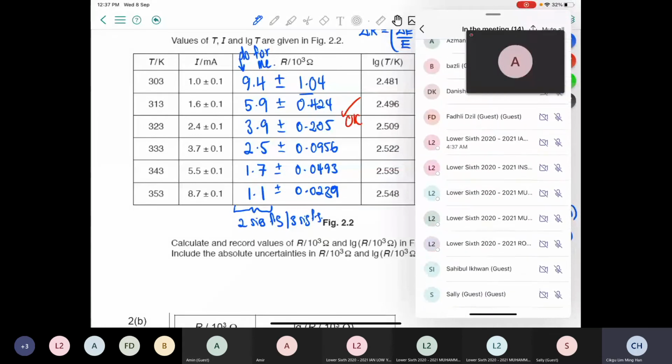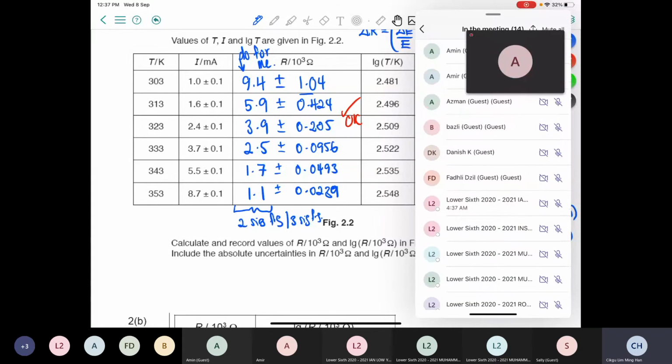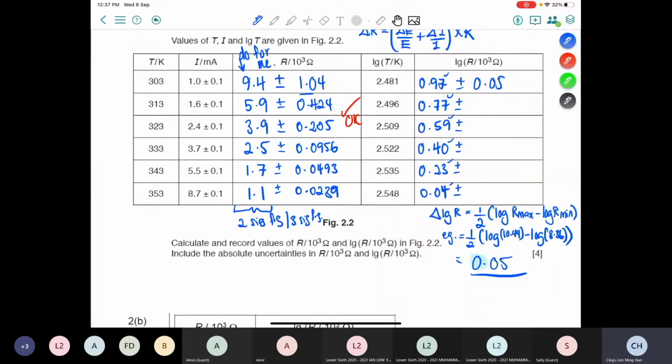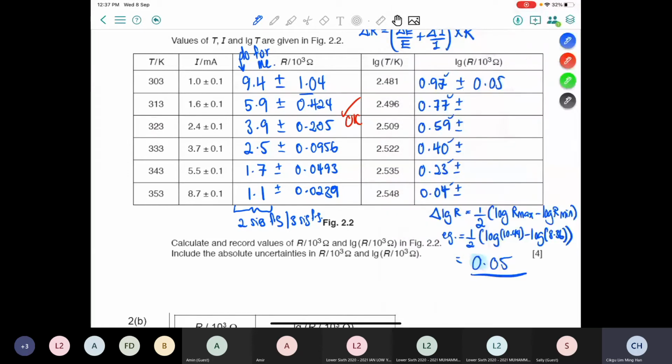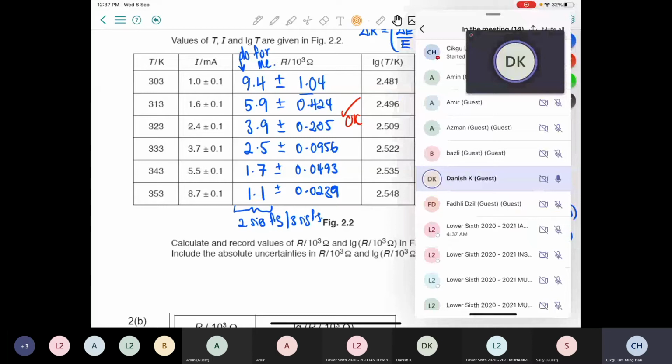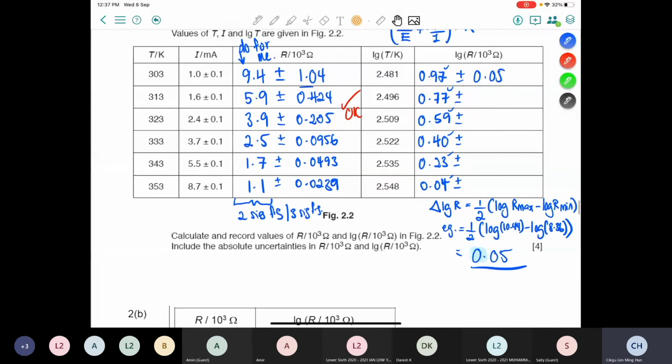Who can do it? I asked Sally already. So maybe Danish, do you have it? Danish K? What, sir? Can you show me all the uncertainty for the log R? Have you found it? Not yet, sir. Okay, we ask Ian maybe. Ian, the uncertainty of R. Still the uncertainty of R. Okay.